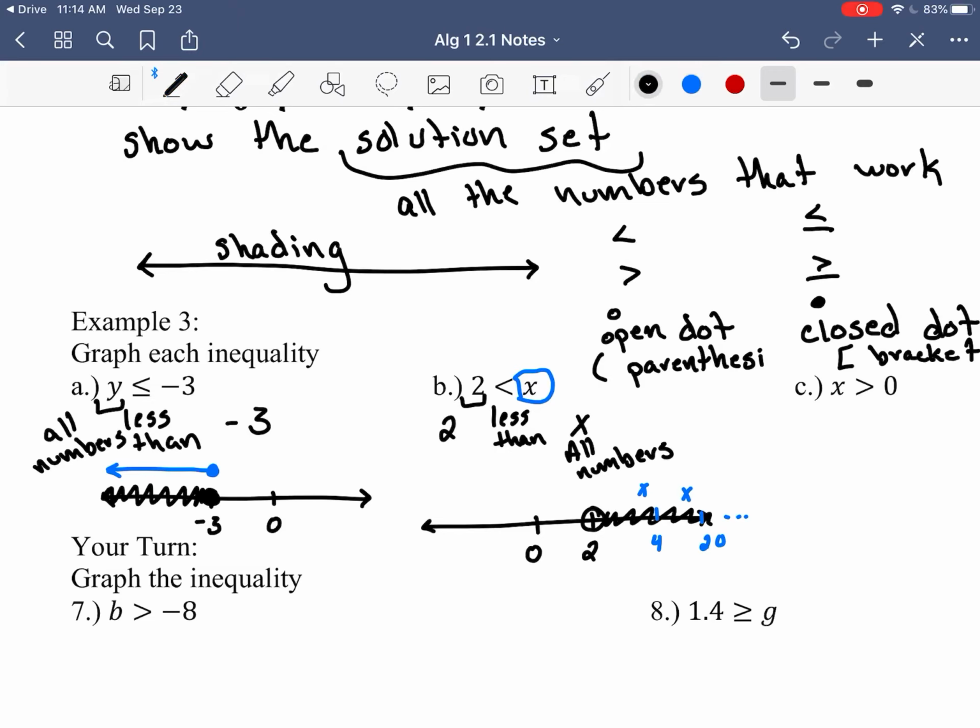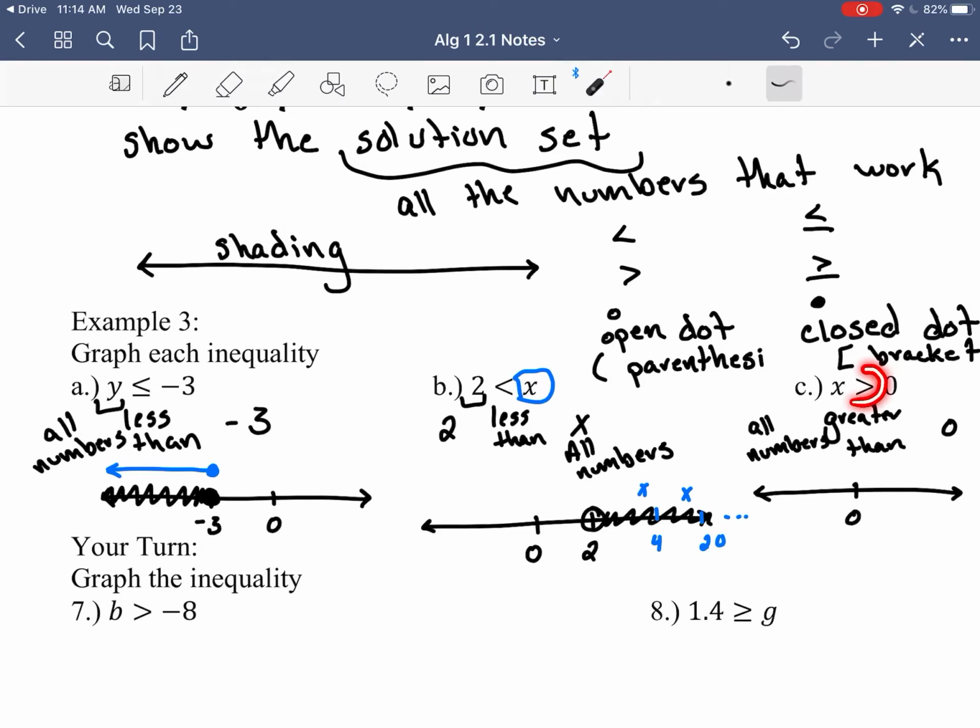Okay. So next, here we're talking about all numbers. Here we want all numbers that are greater than 0. So here we want any numbers. We want to shade all numbers greater than 0. Okay, so we draw our number line. We mark our 0. I don't need to mark anywhere else because we're strictly 0. We look here. That's a strictly greater than sign, so it's going to be an open dot.